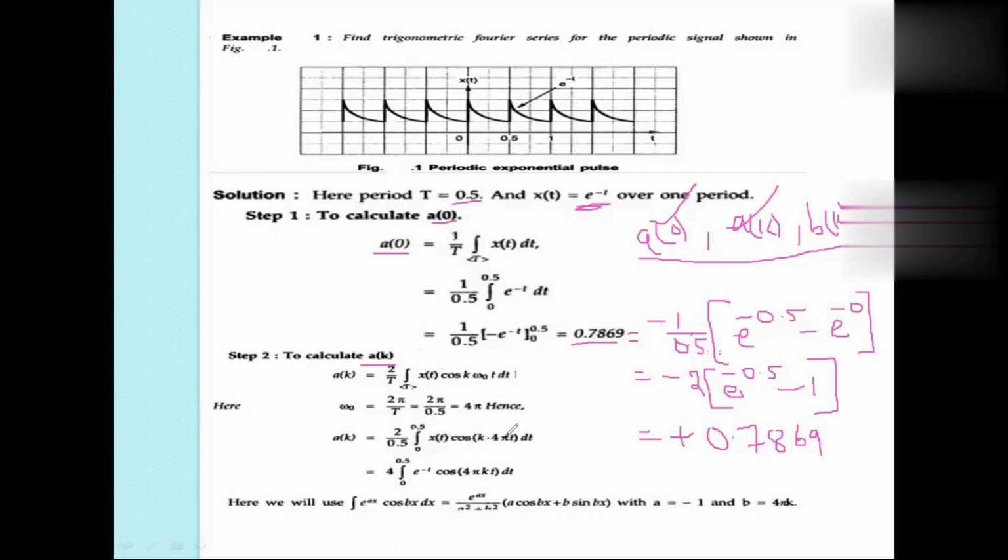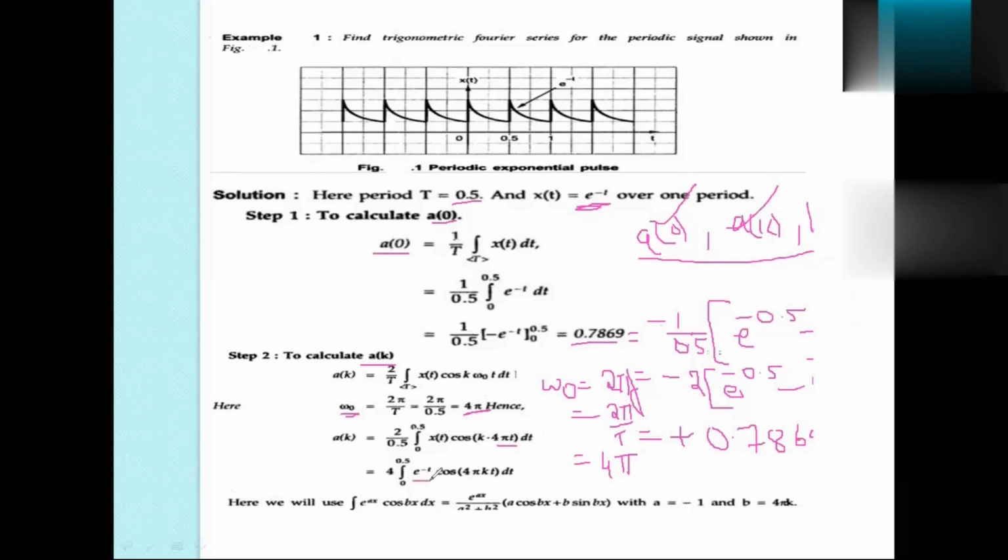x of t cos k omega naught t. What is the cos k omega naught t? Omega naught is equal to 2 pi f. We already know 2 pi f. F has an inverse relation with the time, so it is 2 pi by T. What is the T here? The time period is 0.5. So 2 by 1 by 2, total it is 4 pi. So omega naught is equal to 4 pi. Substitute here cos k 4 pi t dt, and x of t is equal to e power minus t. So x of t is e power minus t cos 4 pi kt dt.